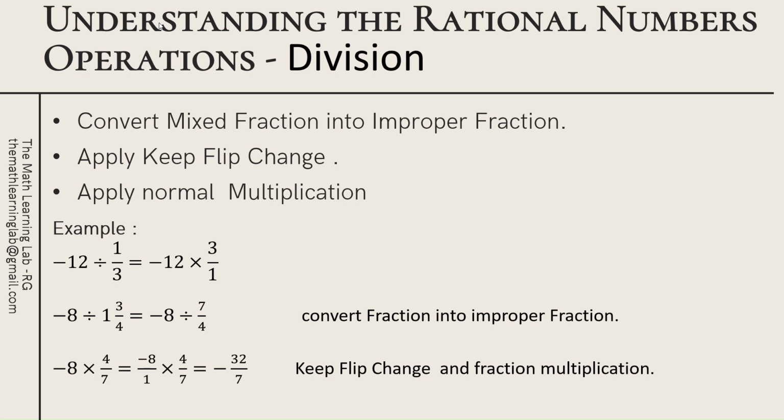Let's do another example: negative 8 divided by 1 whole 3 fourths. Convert the mixed fraction into an improper fraction, which will give you negative 8 divided by 7 fourths. Now convert this division into multiplication and flip the 7 fourths into 4 sevenths. Then that will give you negative 32 sevenths.